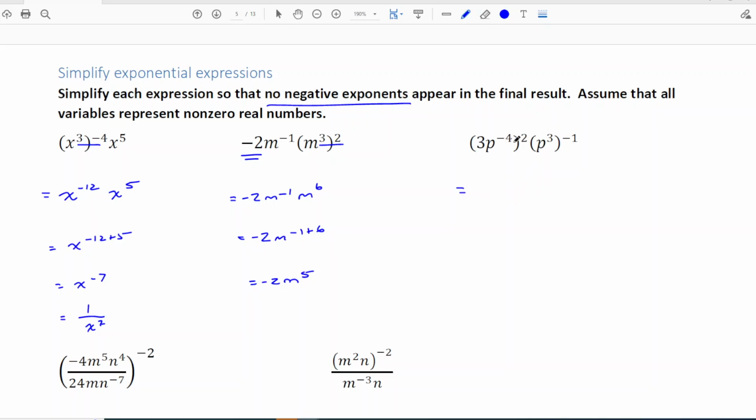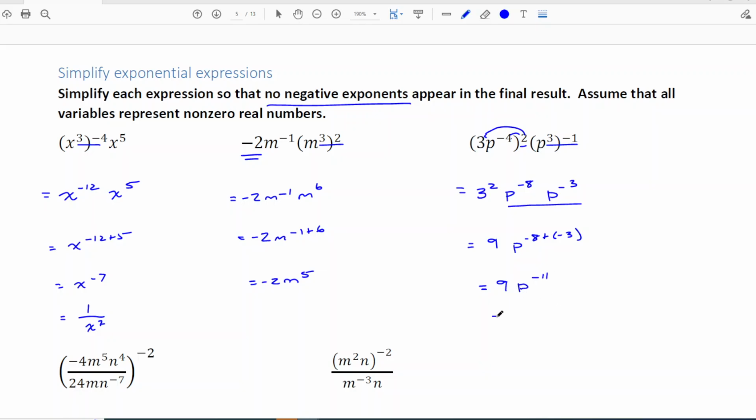In this one, I have a power rule twice, so I have the power rule here. I also have this power rule which has to apply to everything in this bracket. So that's going to give me 3 squared, and then I have p to the negative 8 because I multiplied those exponents. And remember, this is 3 to the 1, so it was 1 times 2, right? And then I have p to the 3 times negative 1 is negative 3. Then I'm going to evaluate the 3 squared, so I'm just going to put 9. Then I'm multiplying powers of the same base, so I'm going to add the exponents. So negative 8 plus negative 3, which is going to give me 9 times p to the negative 11.